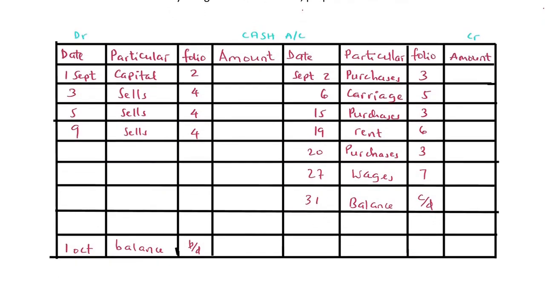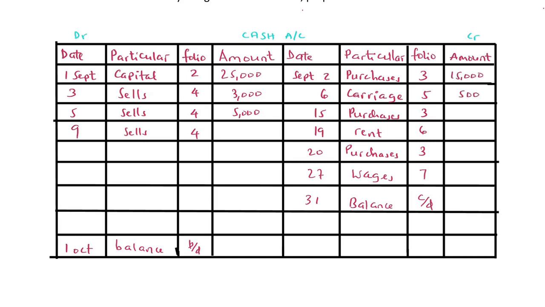Okay, so let us now start listing the transactions which we have been given from the question. The first one is the cash capital of 25,000. Next is the cash purchases of 15,000. Next is the cash sales of 3,000. The next one is the cash sales of 5,000. The next one is payment of carriage on goods of 500.